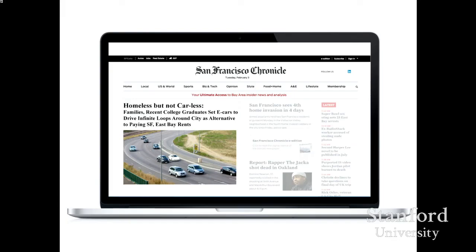Homeless but not carless. People decide that actually, if I put my self-driving car in infinite loop mode, I can live in it. I'll just do laps around San Francisco. It's much cheaper than rent. And so this becomes another one of those implications. And you don't have to solve that problem, you just say it in a headline, and it gets people thinking, oh yeah, that could be one of the things that happen. I could totally imagine that.